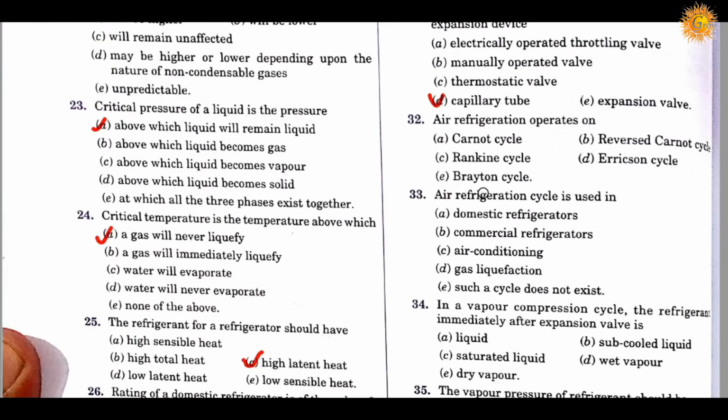Question 32. Air refrigeration operates on, option A, Carnot cycle, option B, reverse Carnot cycle, option C, Rankine cycle, option D, Ericsson cycle, and option E, Brayton cycle. Correct answer is E, Brayton cycle. Air refrigeration operates on the Brayton cycle.